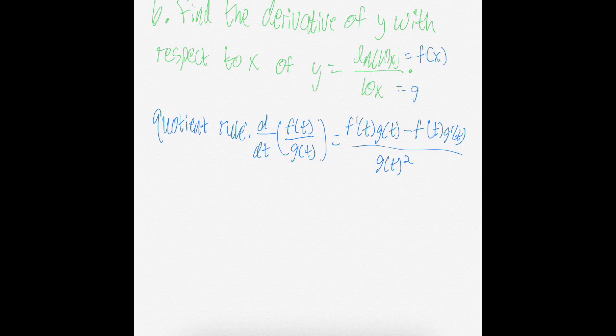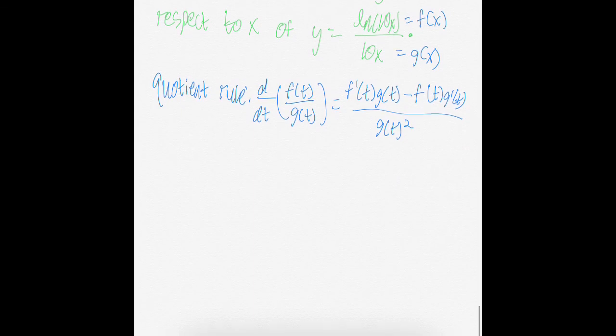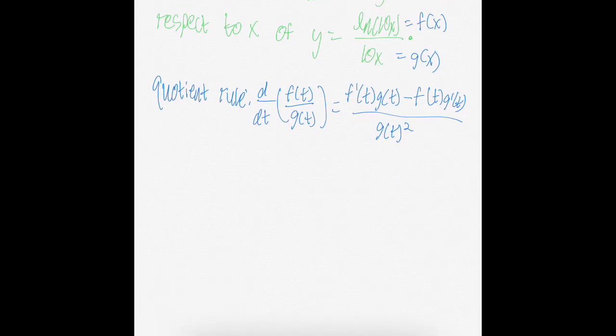Okay, so in this case, I guess we have functions of x, but it looks like ln of 10x is going to be f of x, and 10x is playing the role of g of x. So let's see, the ingredients which we need to compute are going to be f prime and g prime. So let's get on that. So f prime of x.